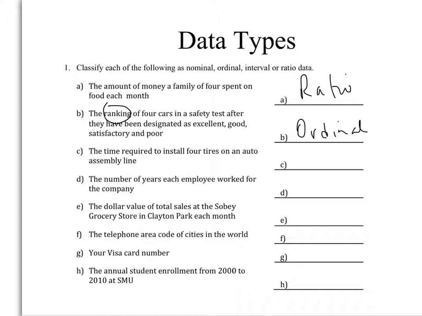Time required to install 4 tires on an auto assembly line. So time is quantitative. There is an absolute zero; zero time means it doesn't exist. 1 hour versus 2 hours, the ratio makes sense because 2 hours is twice as long, and so therefore that is ratio data. Number of years each employee worked for the company. Again, number of years, 0 years, 4 years, 12 years, etc. We know that's ratio. Dollar value of sales, again, that is ratio data.